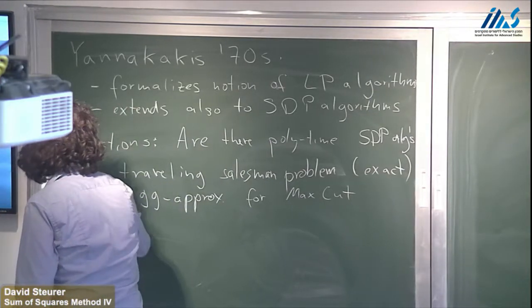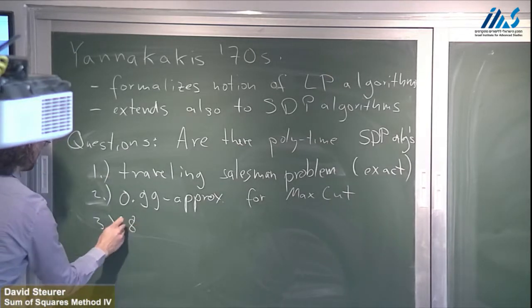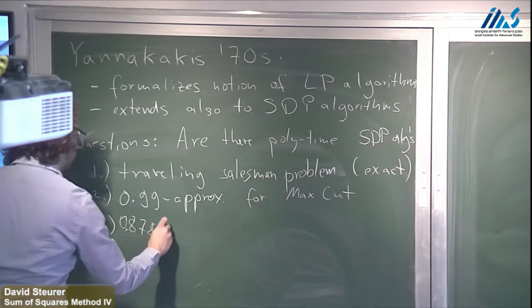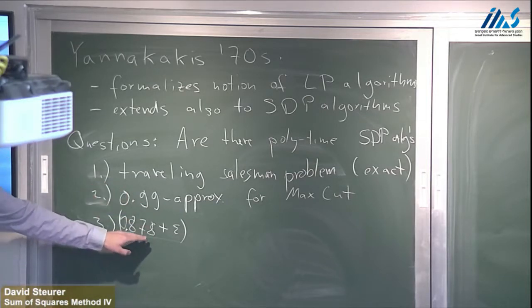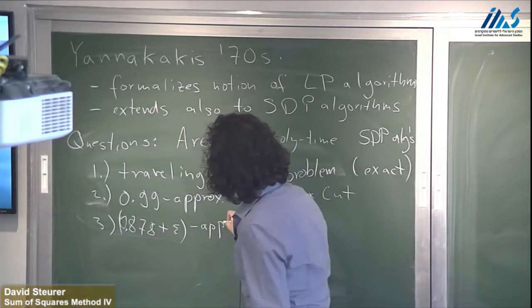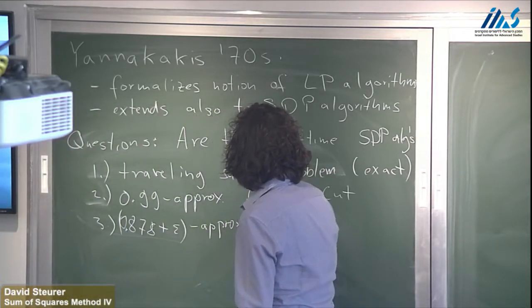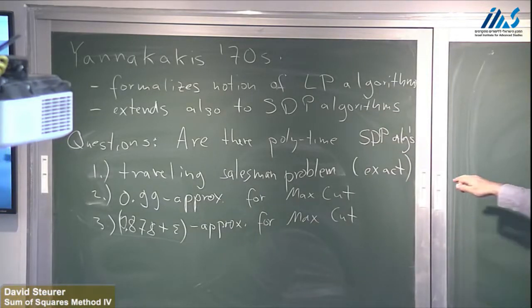Third question, maybe let me number those questions. Can there be a polynomial time SDP algorithm that achieves a 0.878 plus epsilon? Here 0.878 is shorthand for the constant that is achieved by the Goemans-Williamson algorithm. So the question is, can there be a polynomial time SDP algorithm that achieves a better approximation for max cut? Notice that clearly we expect the answers to the first two questions to be no, unless something surprising happens. For the third question, it's actually unclear what we would expect. If the Unique Games Conjecture is true, then we would also expect the answer here to be no. But we don't know this.